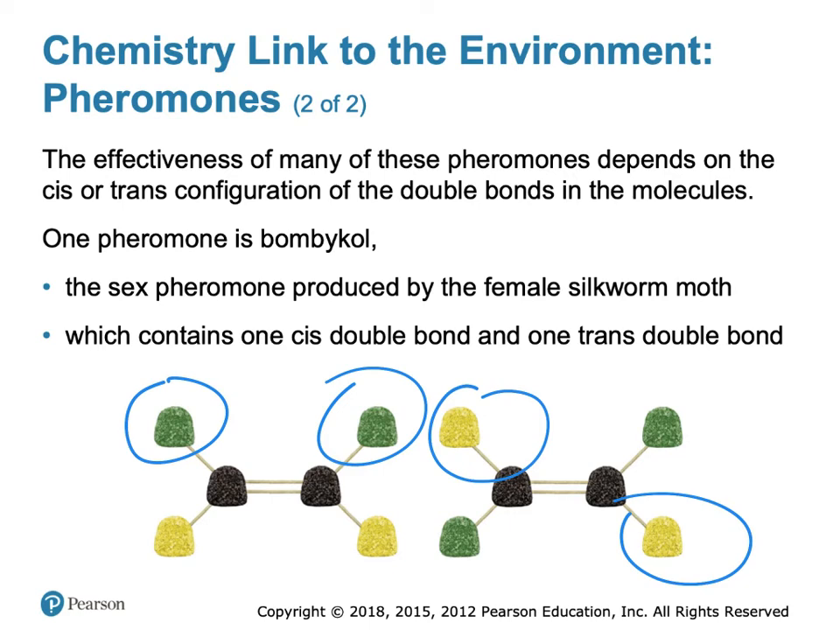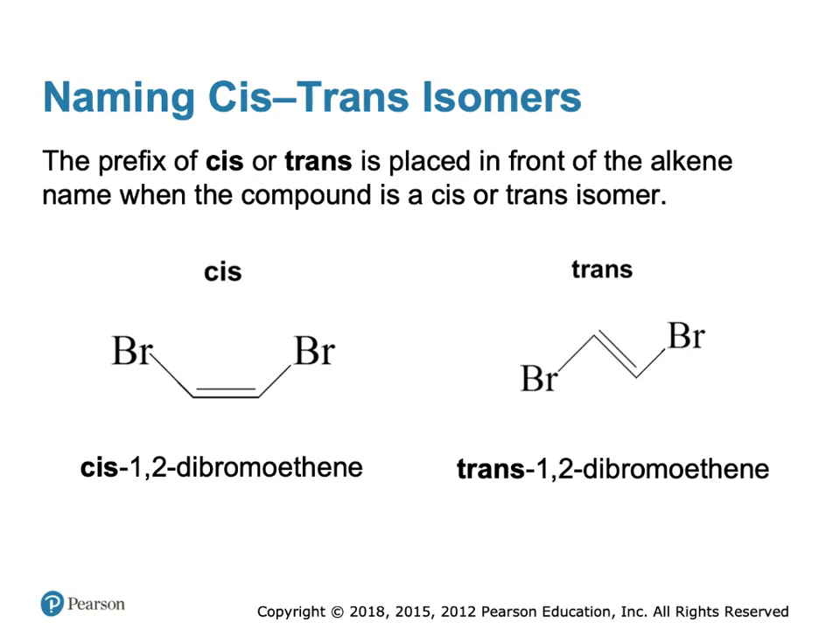In nomenclature, the prefix of cis or trans is placed in front of the alkene name when the compound has a cis or trans isomer. On the left, we have cis-1,2-dibromoethene. The bromines are on the same side of the double bond. And here on the right, we have trans-1,2-dibromoethene because the bromines are on opposite sides of the double bond.